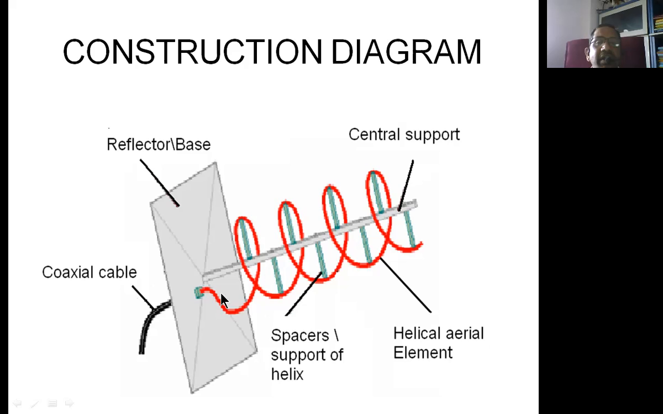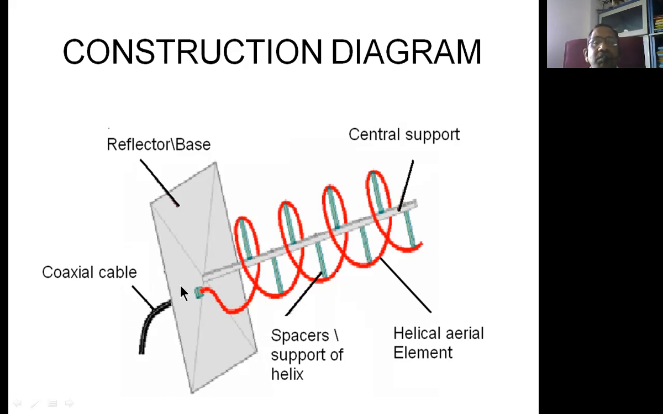Similarly, whenever it has to radiate energy, it radiates through this coaxial cable. This coaxial cable is connected to the transmitter output when it works like a transmitter. For a receiver, the reflector base works as a receiver for us. Once again, this coaxial cable is connected to the receiver when it is used as a receiver. When it is used as a transmitter, the coaxial cable is connected to the transmitter end.